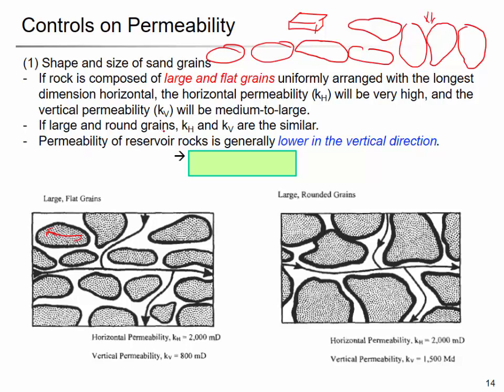And if you have large and round grains, then the horizontal permeability and the vertical permeability are similar to each other, like this figure. Here, for the flat grain, the horizontal permeability is 2 darcy, 2,000 millidarcy, and the vertical permeability is 800 millidarcy. This should be just millidarcy. So this difference between the vertical and the horizontal permeability causes anisotropy in permeability. Also, it causes anisotropy in stress and mechanical behavior. So there is a directivity in permeability.